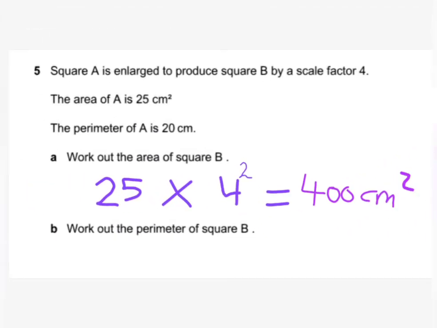And this is the area of the enlarged shape. Now let's talk about the perimeter of the enlarged shape. Same idea with the perimeter. We take the perimeter of the old shape, or the small one, we put it here, and we multiply it by the factor.